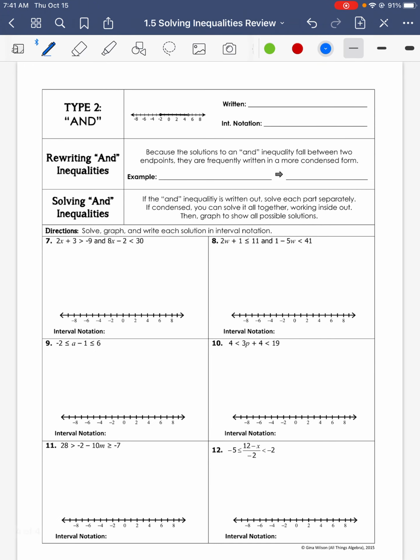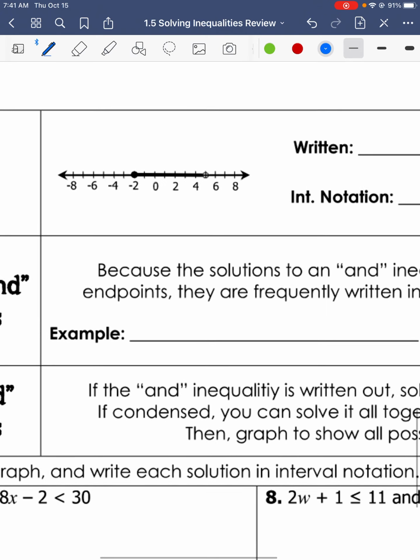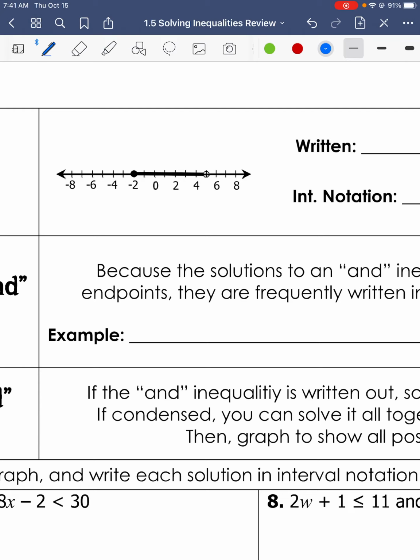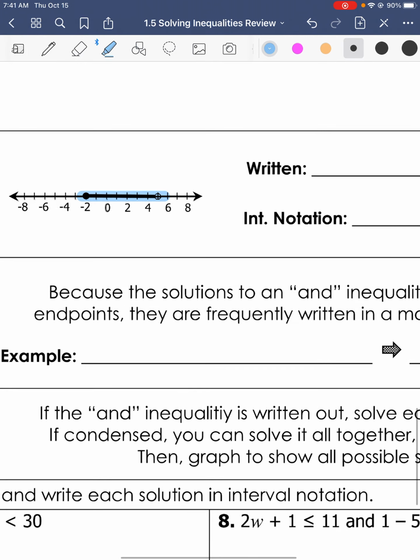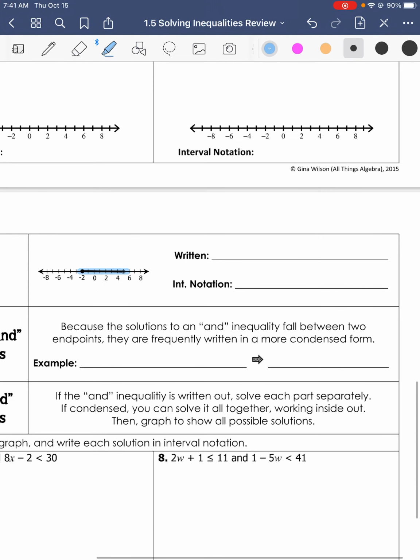Let's scroll down to the AND type. So the AND, these are going to be overlapping, okay? It gives you two conditions, and it has to satisfy both conditions, okay? So here we can see, this is our graph right here. It covers all the numbers between negative 2 and 5, not including 5.